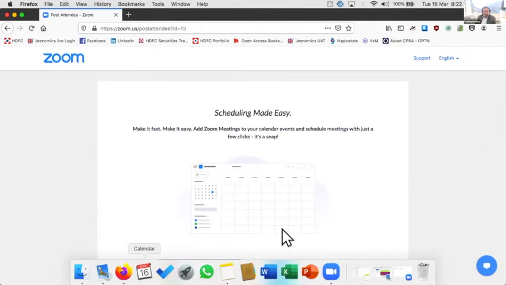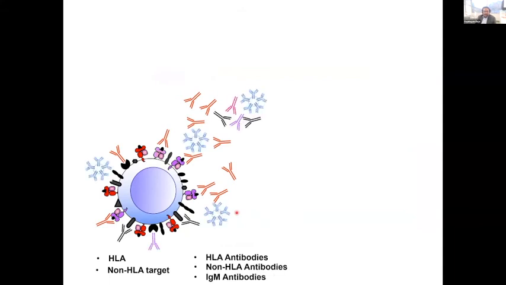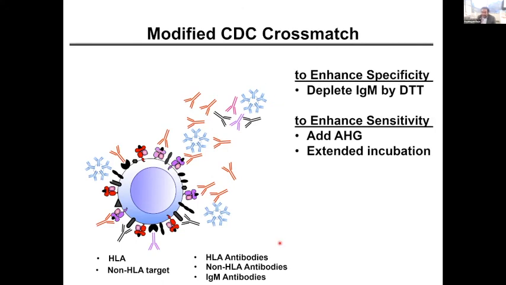Then people tried to refine these methods. If you look at the cells, they are not only expressing HLA protein, they express other targets like non-HLA proteins. If you look at the serum, it is not carrying only HLA antibodies, it can carry other pathogenic antibodies or IgM antibodies. So people tried to deplete the IgM antibodies, or enhance the sensitivity using DTT treatment, or add antibodies against HLA antibodies, called anti-human globulin antibodies, which can enhance the sensitivity, or simply extend the antigen antibody incubation. But it all helped little, and the false positive reactivity was still a problem.